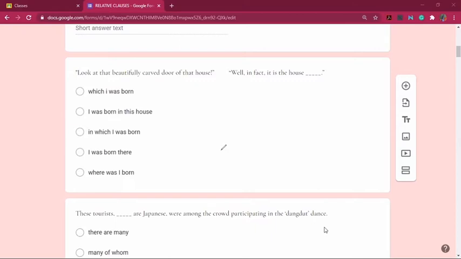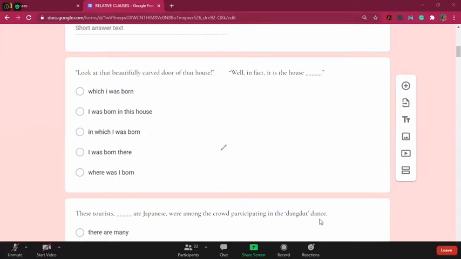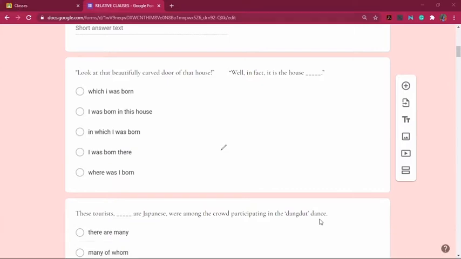So what's the difference? When you put that together with the relative word, like in which, it sounds more formal. So it is more formal to put the preposition together with the relative word. When you say, well, in fact, it is the house which I was born in, it is less formal than that. Okay, so that's the explanation for number one. If it is quite clear, it is going to be easy for us doing the other questions after this. Please ask me a question if something is unclear, okay? So let me just move first to the other.